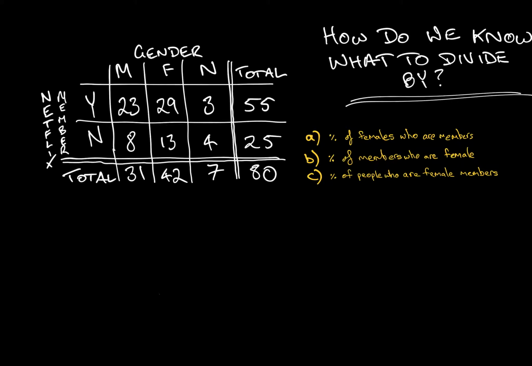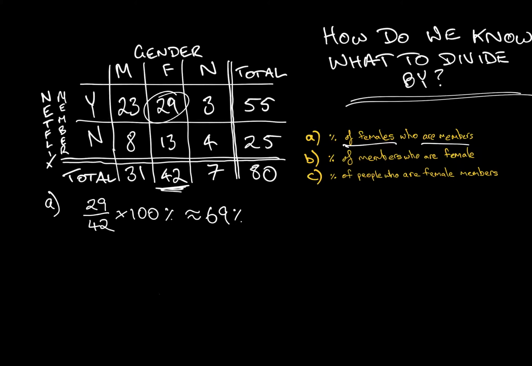Okay, so let's look at that first one again. Here I've got the exact same two-way table that we had on the previous screen, and I'm asking in part A, what is the percentage of females who are members? So let's throw down an A, of females who are members. Here I'm looking at total population of females being 42, so that'll be the number I divide by. And out of those, how many are members, or what percentage are members? So I need to look at 29 of them. So 29 out of the 42 females and multiply by 100% to get the percentage. Taking this to the calculator, we get approximately 69%. So about 69% of females are members of Netflix.